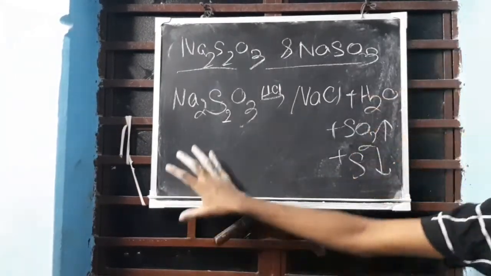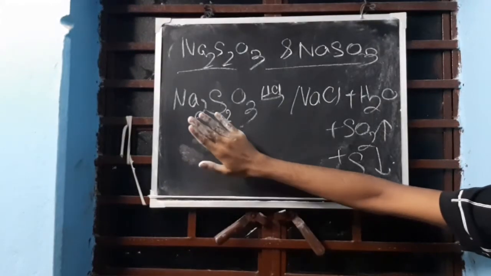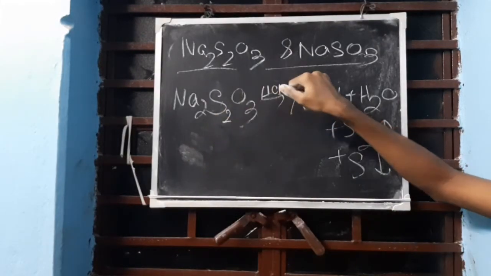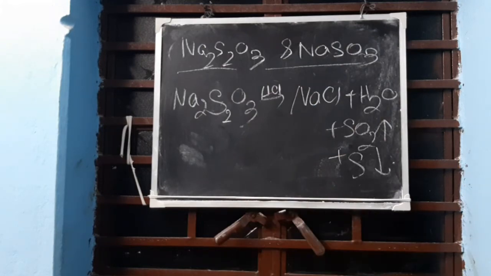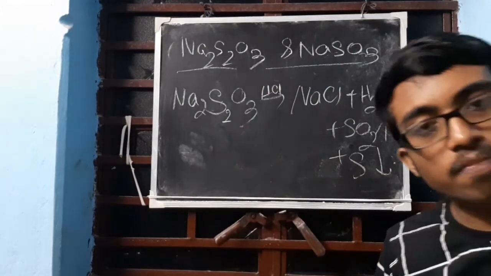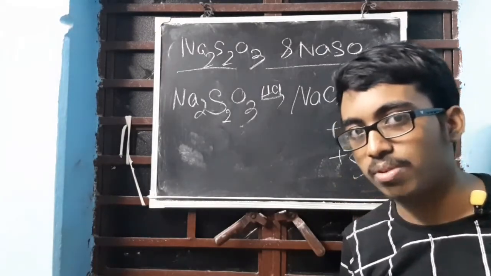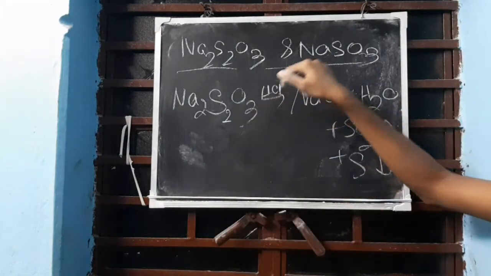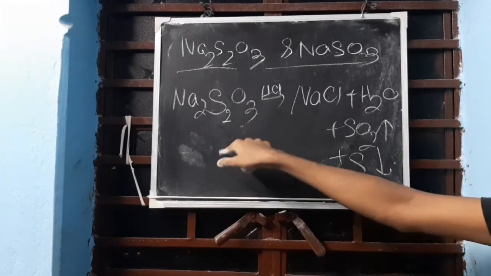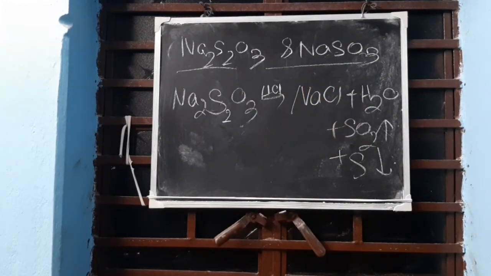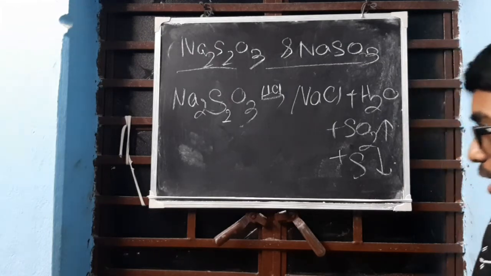Clear? The distinguishing test between Na2S2O3 and Na2SO3 is this. This is sodium thiosulfate, not bisulfate, and this is sulfite. Clear? This is thiosulfate and this is sulfite. Clear? Okay, next.